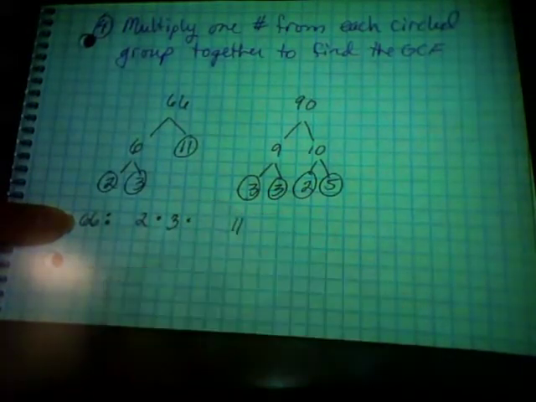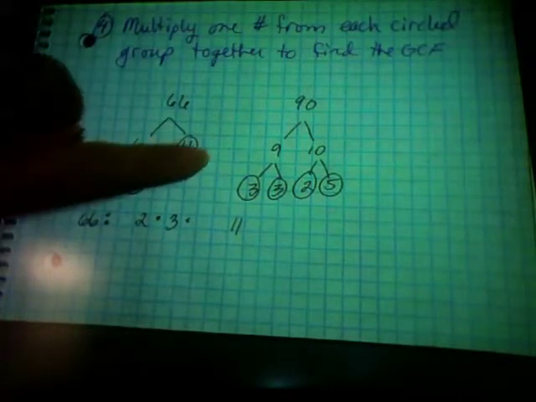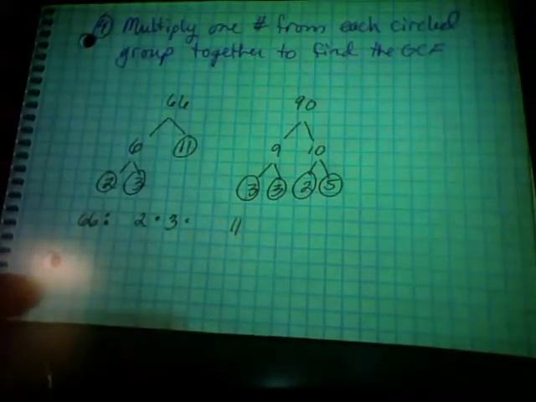So these are all being multiplied together. So I've accounted for all 3 of my primes. Then we're going to put the 90 down here.